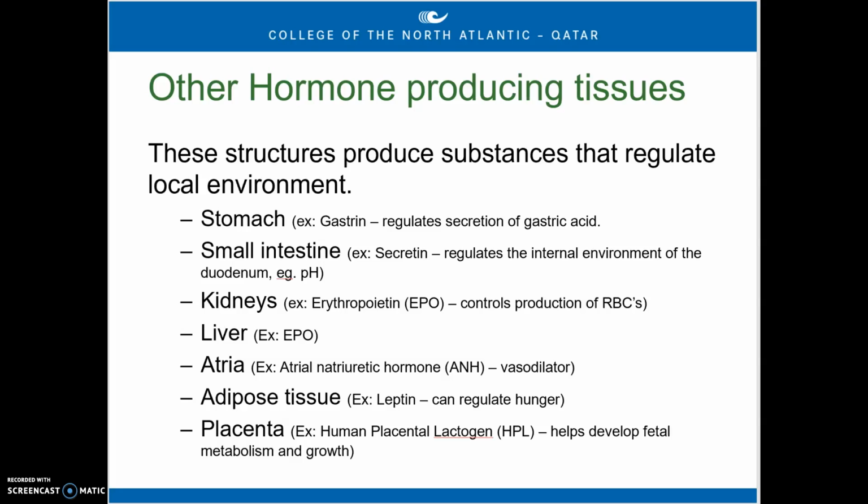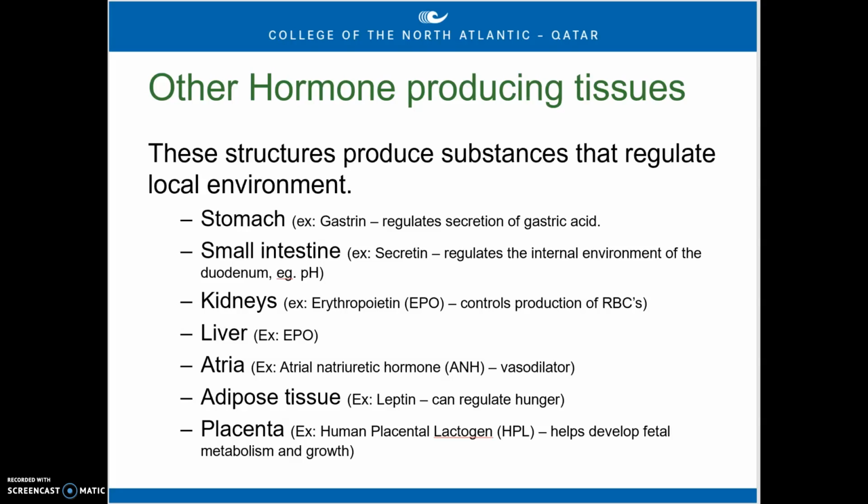They're not full-on endocrine glands, but they do have that function. So we can look down here through the list, and these tissues will produce hormones and chemical messengers, but it'll have a localized effect. That means the hormone will be produced and it'll have an effect very close to where it's produced. So if we look at the stomach, for example, it'll produce a hormone called gastrin, and that's going to regulate the secretion of gastric acid. So it's going to have an effect directly in the stomach. The hormone's produced in the stomach, and it has an effect on the way the stomach behaves.